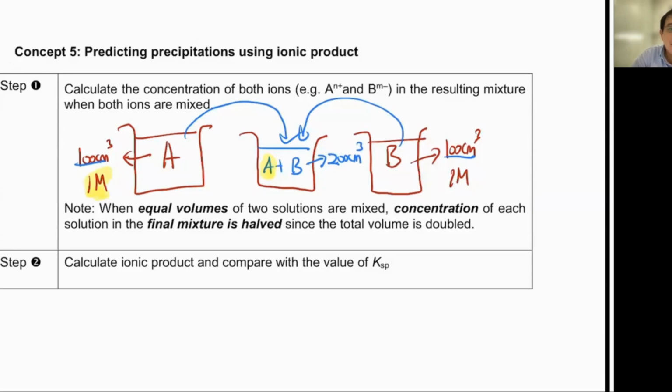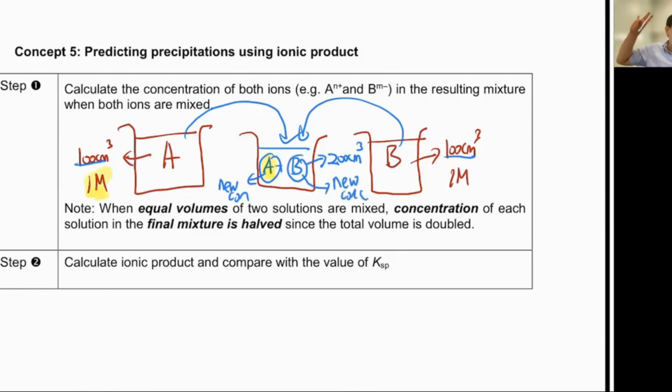Very good. So everybody can tell me it is, of course, not the same. So if it's not the same, then what must you do first? You must find the new concentration of your A. So in order for you to predict precipitation, the very first step is you must find out the new concentration of your ion. Because the volume changes, the concentration will change. The same also applies to your B, the new concentration due to the expansion in volume.